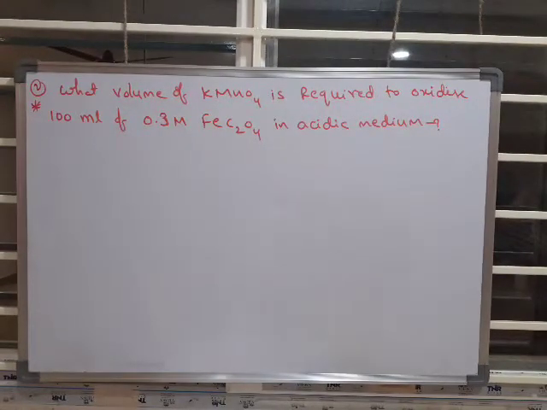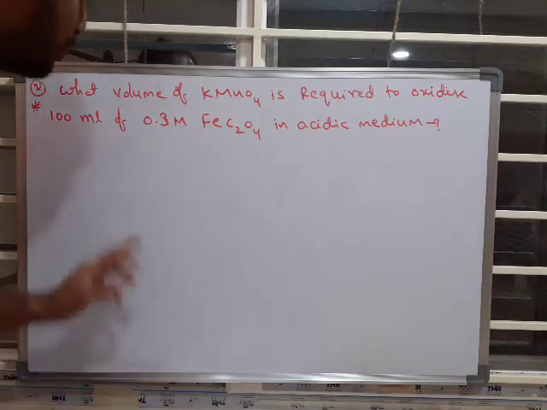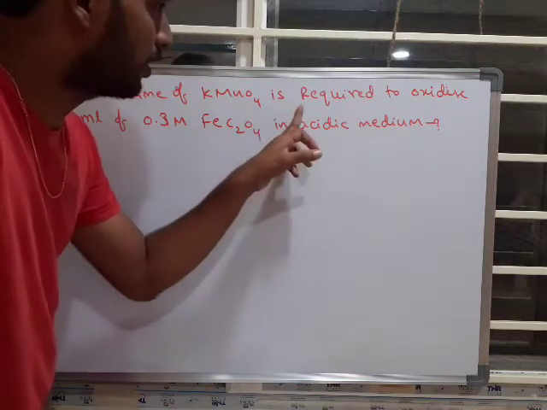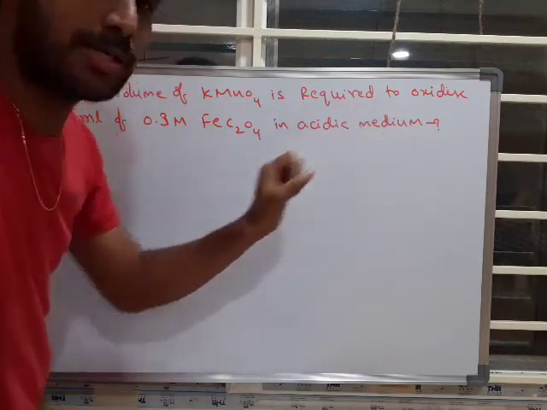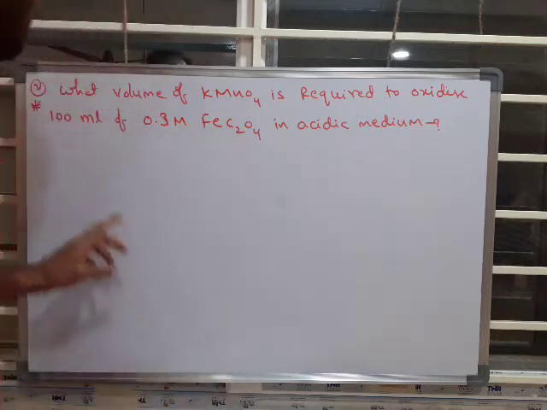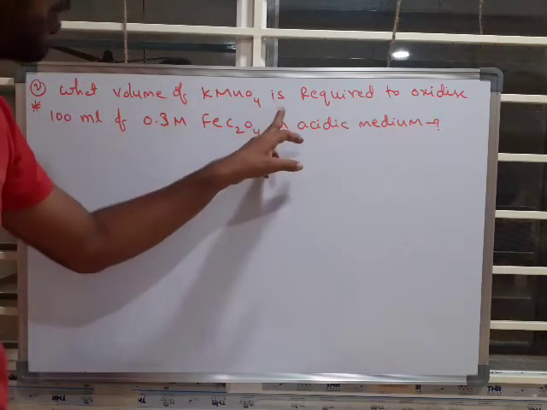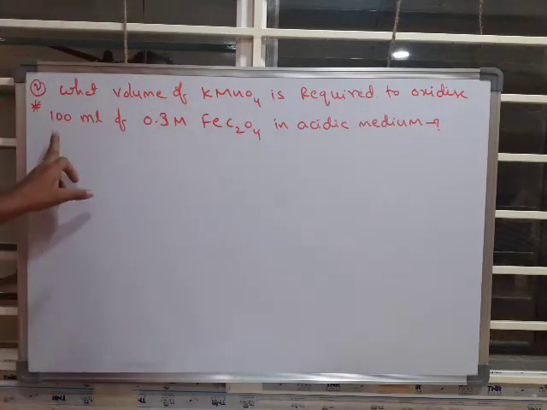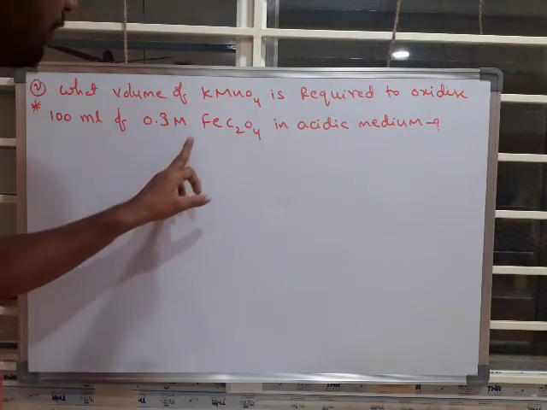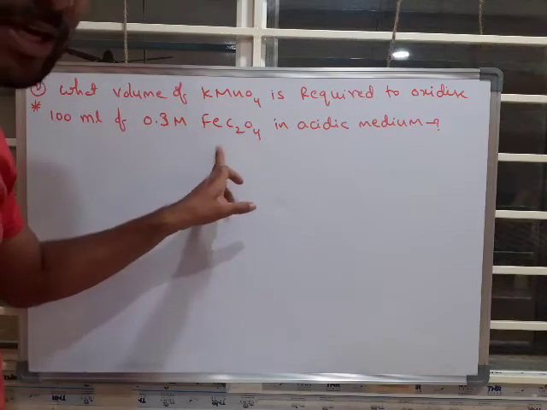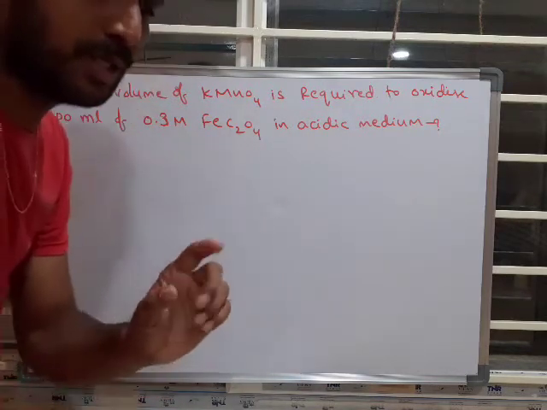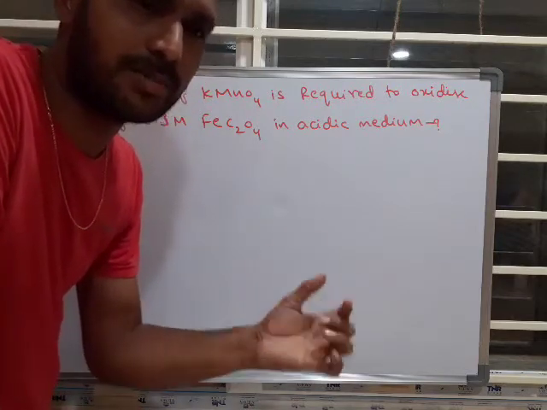So here it is, one more very important problem. What volume of potassium permanganate is required to oxidize 100 milliliters of 0.3 M ferrous oxalate in acidic medium? Already we know potassium permanganate is a good oxidizing agent. So what is the difference between the earlier problem and this problem?